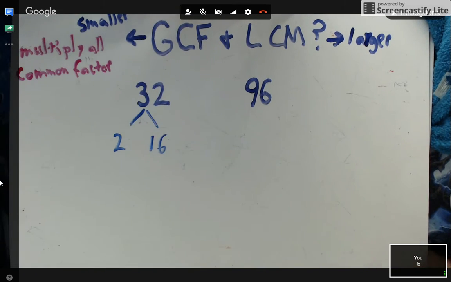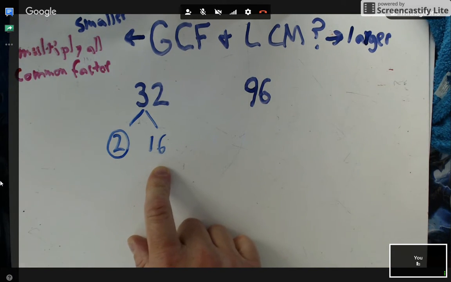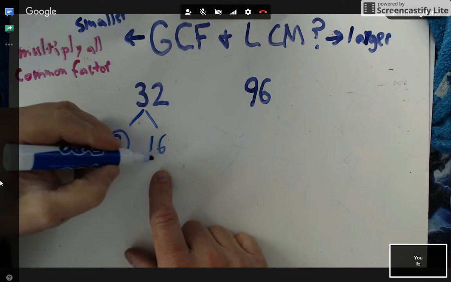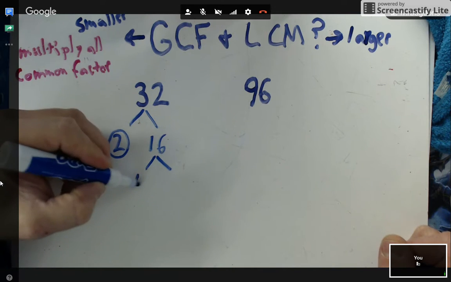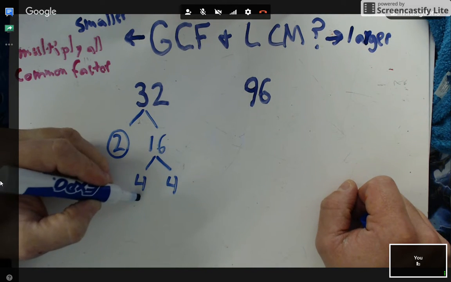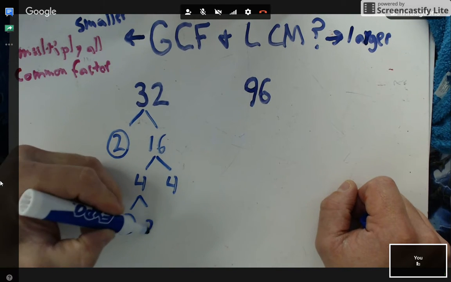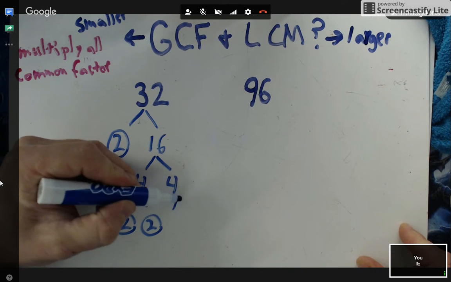And then as I'm factoring these, I'm going to ask myself, what are my prime numbers? Is 2 prime or composite? Okay, so I can circle it. Is 16 prime or composite? Composite. Very good. Someone else give me some factors of 16. Alex? Four times 4. Very good. Now, is 4 prime or composite? It's composite. What can I break 4 down into? 2 and 2. So this 4 is also going to have prime factors of 2 and 2.